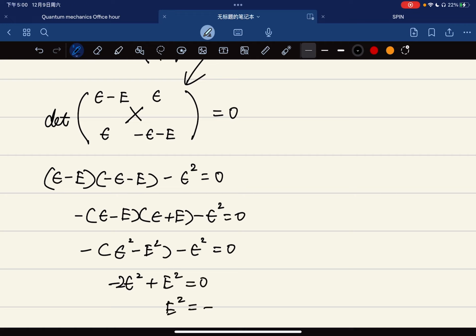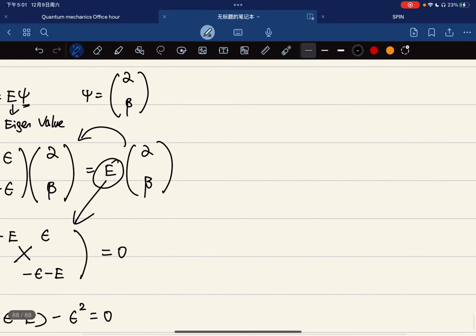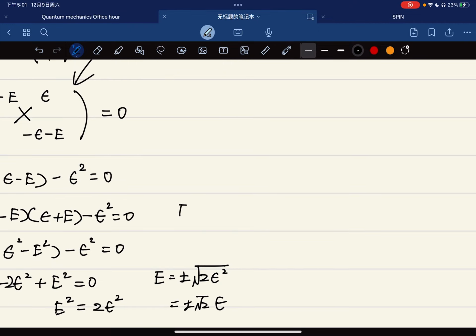So e squared is equals to 2 small e squared, and e will be equal to plus or negative 2 small e squared, which will be this. Okay. So now I have two eigenvalues. The bigger one will be square root of 2, and the smaller one will be negative square root of 2.